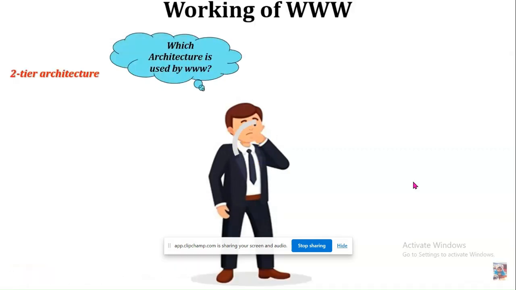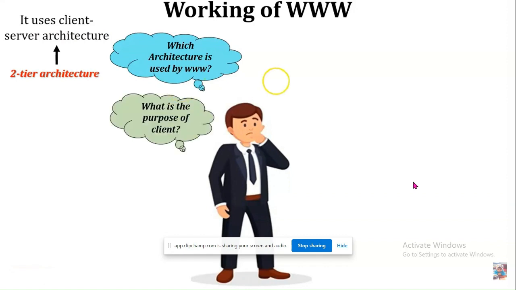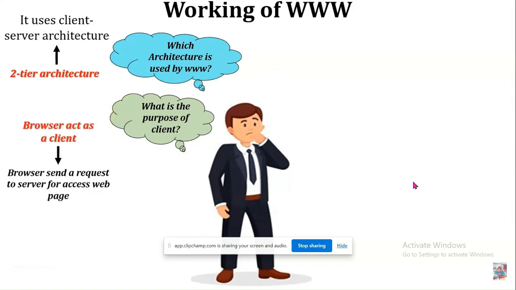The web uses two-tier architecture. It means it uses the client-server architecture. What is the purpose of client in the client-server architecture? In client-server architecture, the browser acts as a client. Using the browser, the user can send a request to the web server to access the web page.